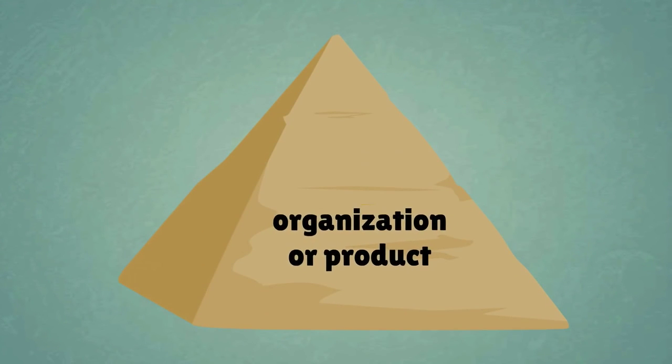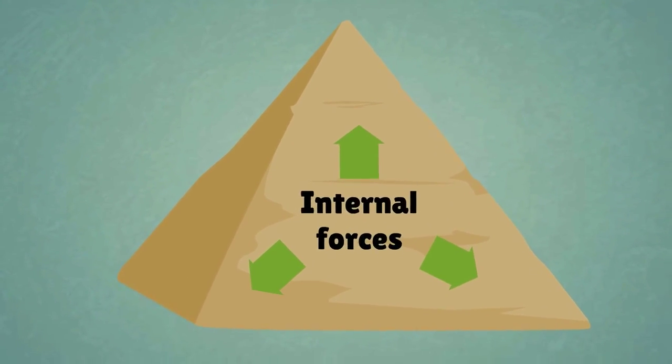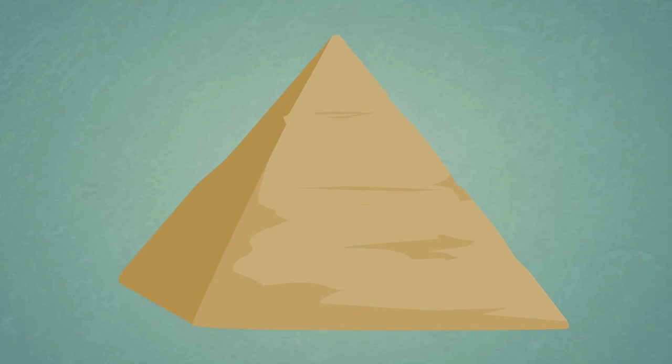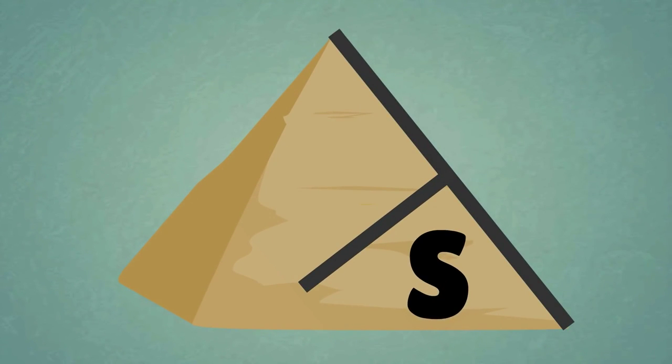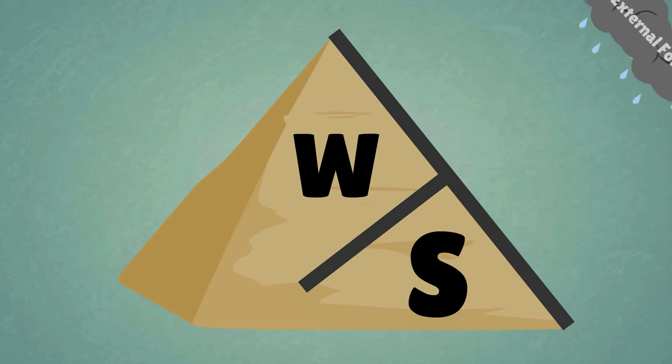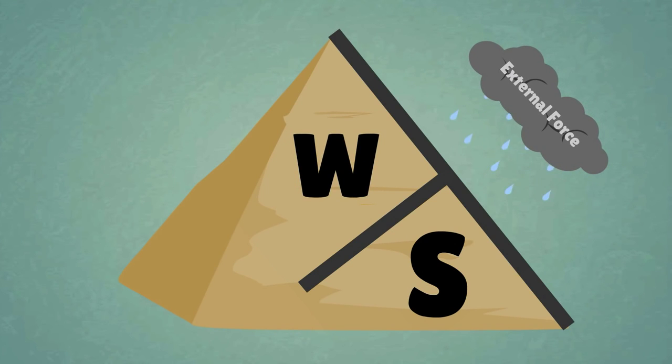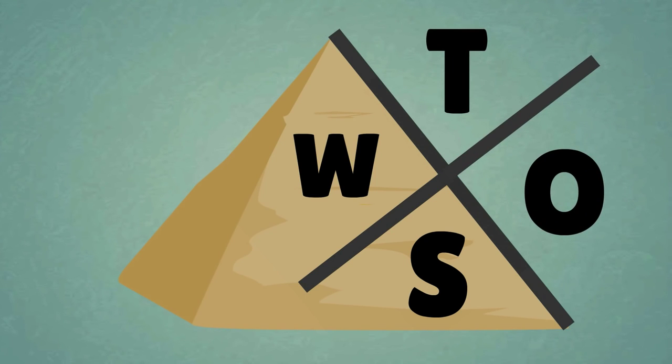Here you see a pyramid. The pyramid stands for either an organization or a product. There are internal forces influencing the organization. These are described as the strengths and the weaknesses of the organization or product. The organization is also influenced by the forces from its external environment. These forces pose opportunities and threats for the organization or for the product.